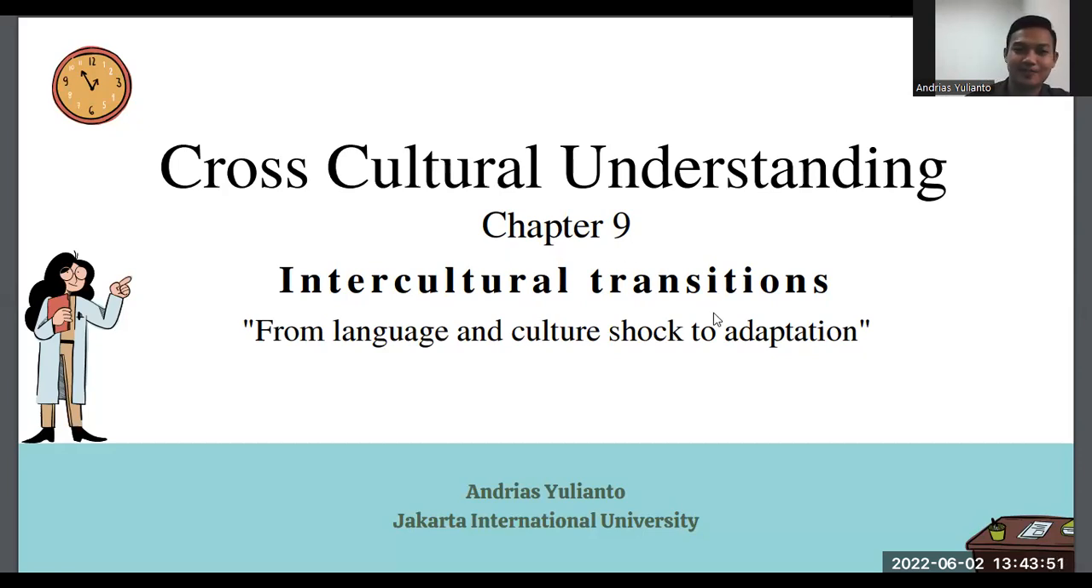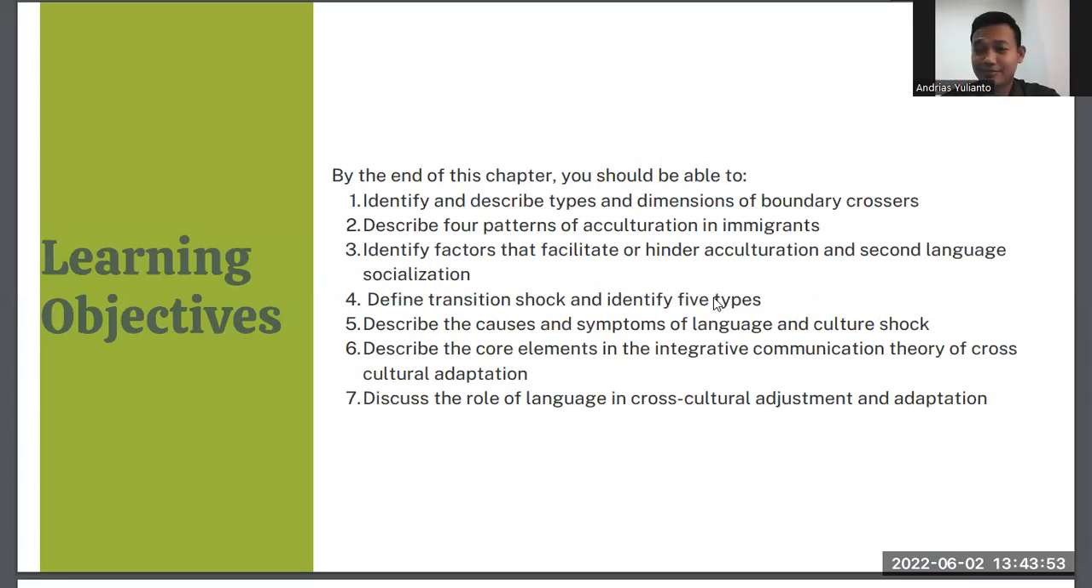Let's start our class with the learning objectives. There are 7 learning objectives prepared in this class, and it is expected that at the end of this class, students will be able to identify and describe types and dimensions of boundary crossers. Second, describe four patterns of acculturation and immigrants. Third, identify factors that facilitate or hinder acculturation and second language socialization.